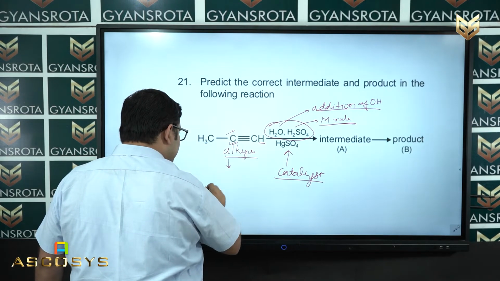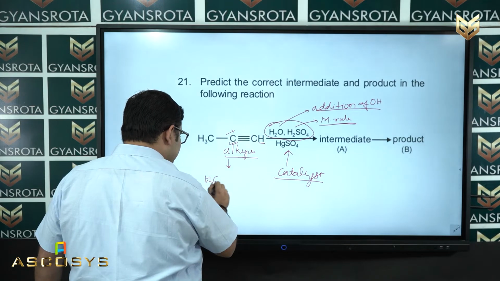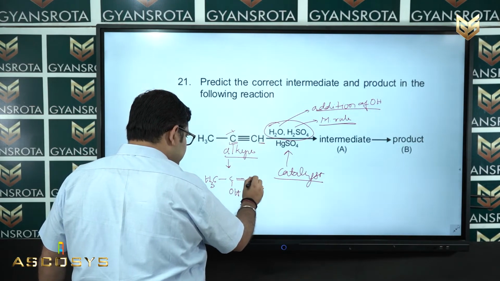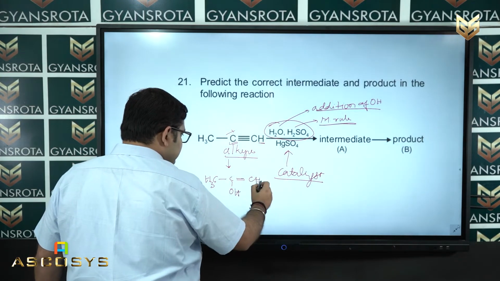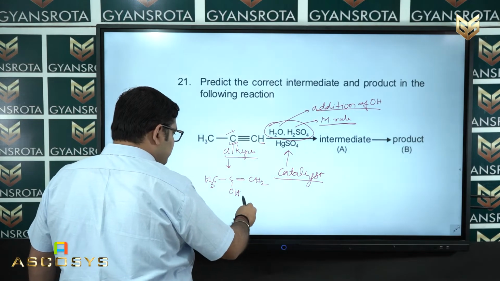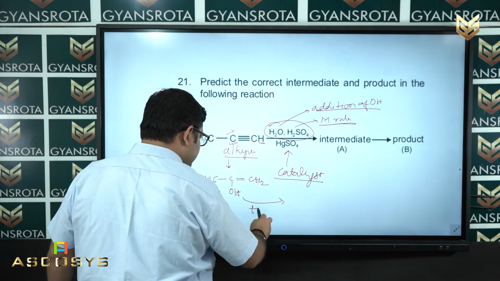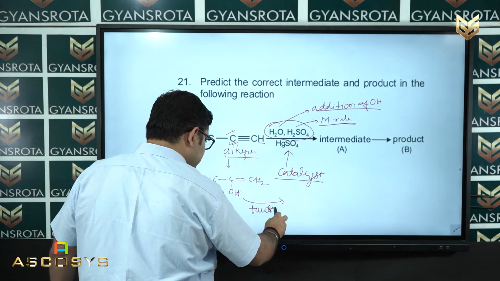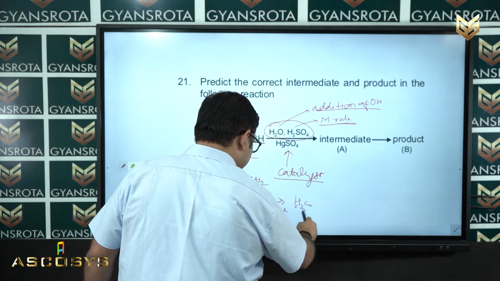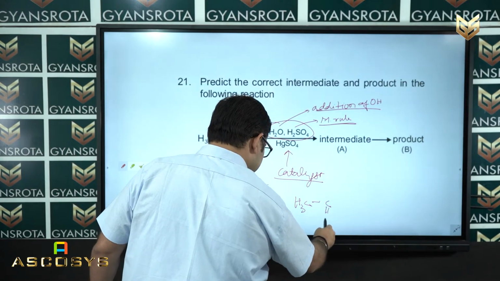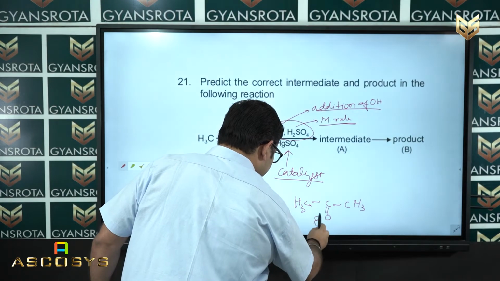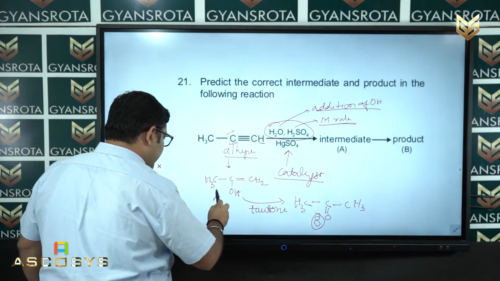What intermediate will you get? You will get CH3 C(OH) double bond CH. After that, this part will go through keto-enol tautomerization, and as a result of tautomerization, what are you obtaining? You are obtaining this one as a ketone. So, this is your B and this is your A.